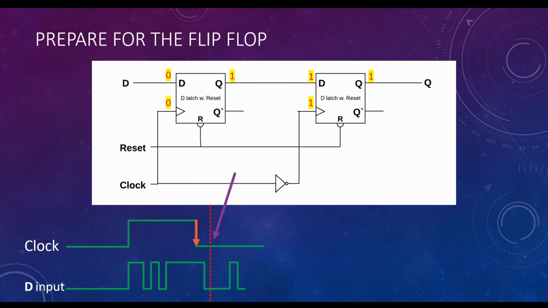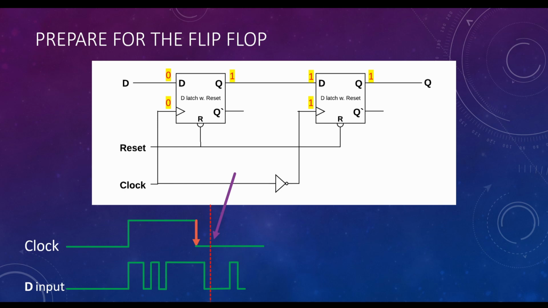Right after the edge, we can see that the D input continues to fluctuate, but we don't care. Since the first latch is now disabled, it will not consume new values. The second latch, on the other hand, is open for inputs, but that doesn't matter because since the first latch is disabled, its output will not change.